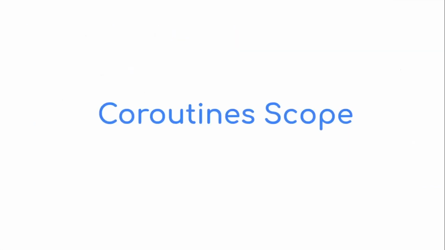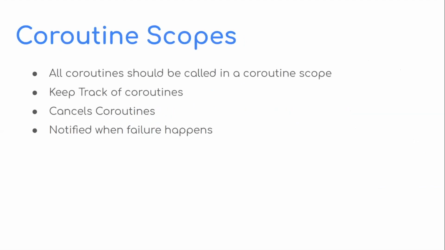So what is this coroutine scope? A coroutine scope is like a wrapper which determines the extent in which a suspend function, or a coroutine, can run. So all coroutines should be called in a coroutine scope. If we do not call a suspend function or a coroutine inside a coroutine scope, the compiler will show you an error that a suspend function should be called in a coroutine scope.